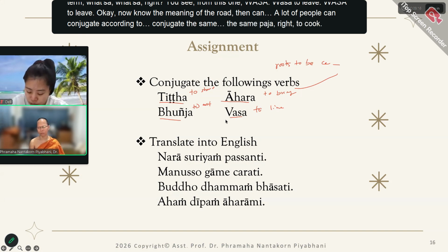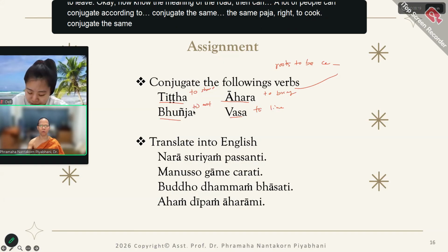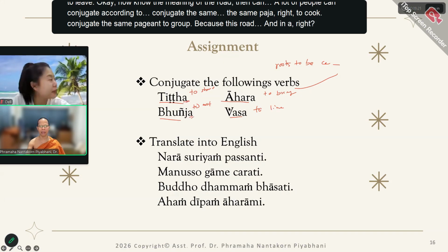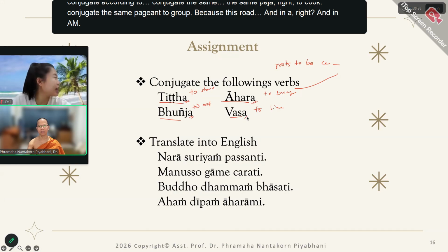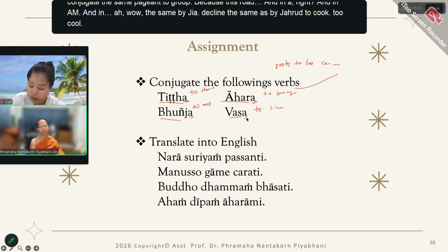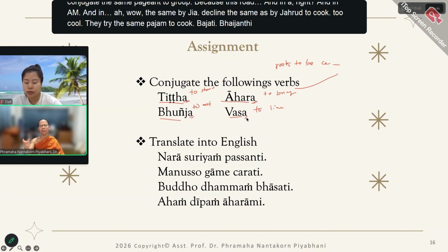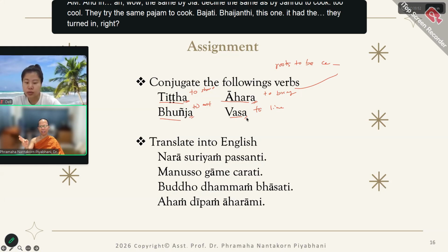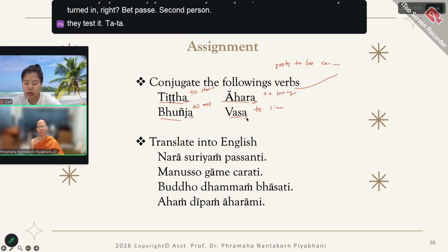Conjugate the same as paja, to cook, because this root ends in a. Decline the same as paja, root to cook. Pajanti, this one, tithati, tithanti. Tithasi, second person, tithasi, tithatha.